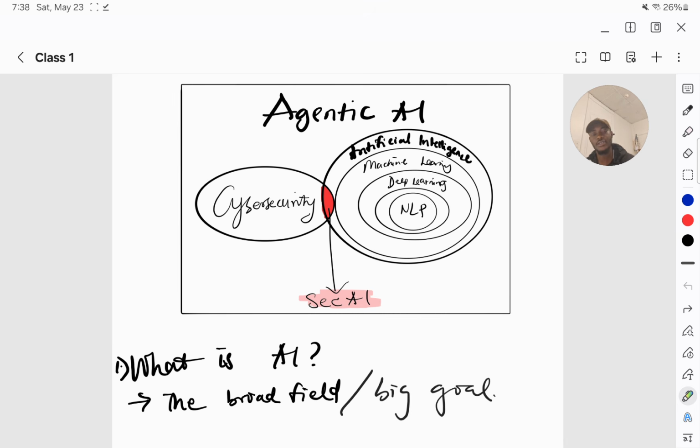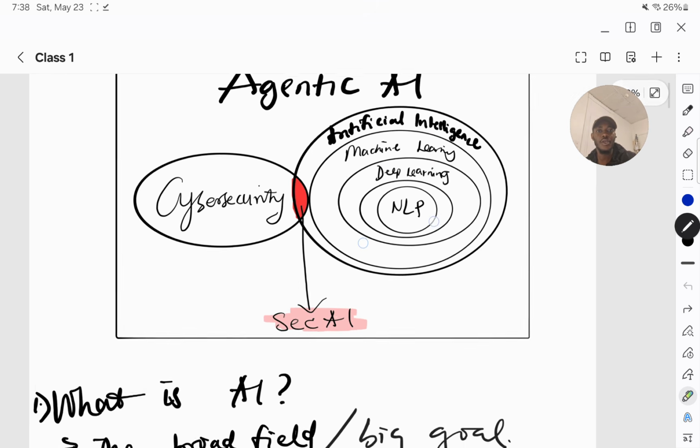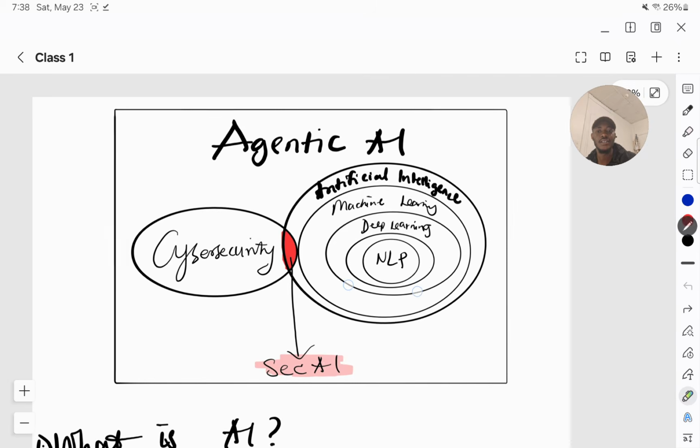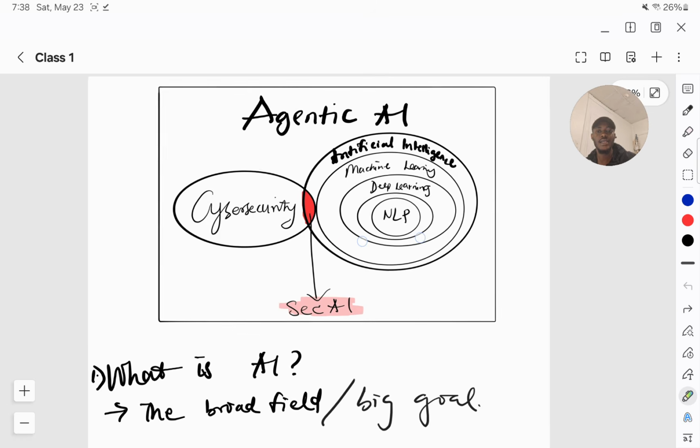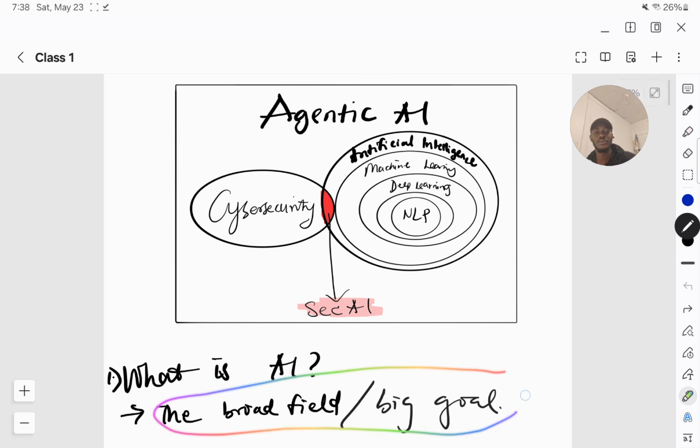Agentic AI talks about multiple agents, two or more agents. Since one agent is not enough to do everything within the domain of cybersecurity, multiple agents can fuse together to proactively decide and execute tasks within the cybersecurity domain autonomously. So this covers the hottest term right now, agentic AI. And then when it comes to artificial intelligence, this is the goal. AI is the broad field and the big goal, right?